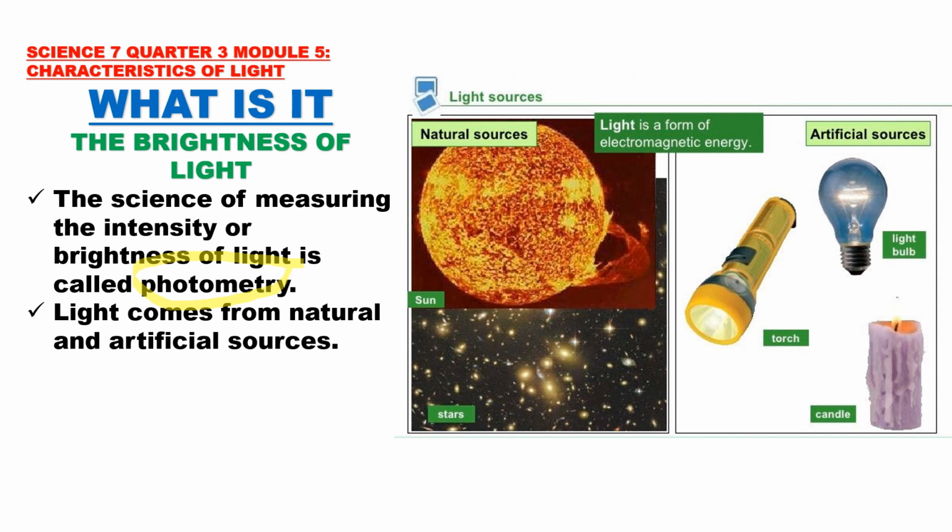Light may come from natural or artificial sources. So let's take a look at the following. For natural sources, we have first the sun, number 2, stars. For artificial sources, we have a light bulb, a torch or a flashlight, and a candle.